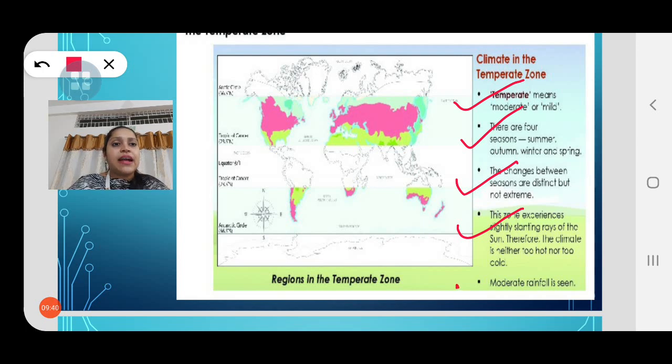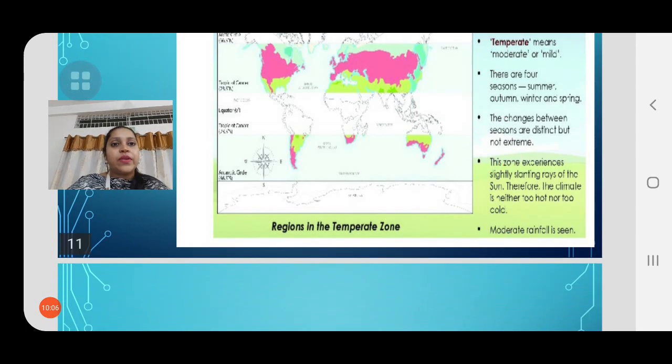And let's see the last characteristic, moderate rainfall. Moderate rain, not much rainfall, but moderate rainfall. Children, in the equator, in the torrid zone, what did we find? It was heavy rainfall. So about 2 climatic zones we have studied. Now let's proceed to the third climatic zone. And what is the third climatic zone? The last climatic zone is the frigid zone.